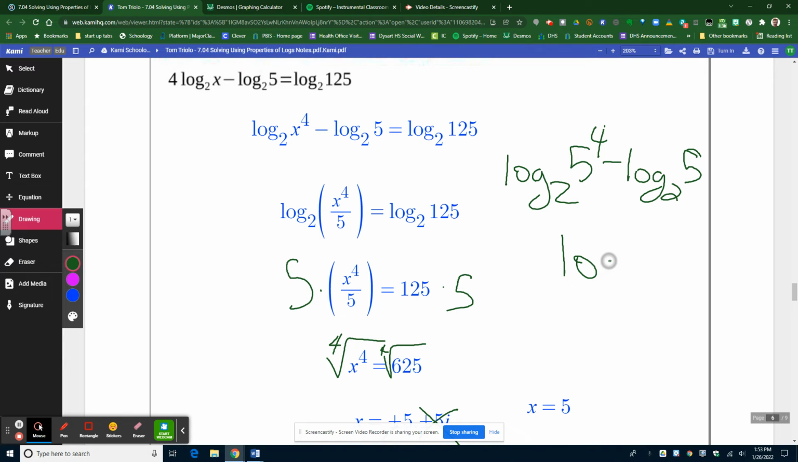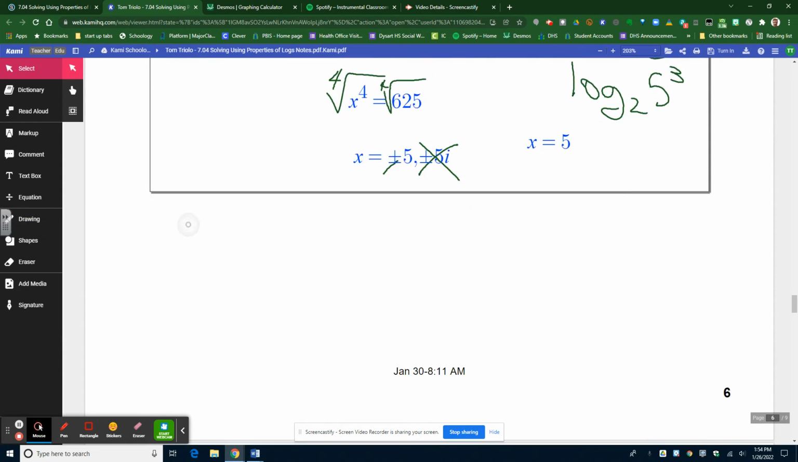I take my 5 to the 4th and divide it by my 5. Remember, this is really just 5 to the 1st. 4 minus 1 is 3. Is 5 to the 3rd the same as 125? Could you do this as easily in Desmos? That's fine. I don't care how you check it, but you really want to make the time to check your answers. Okay. So 5 works.